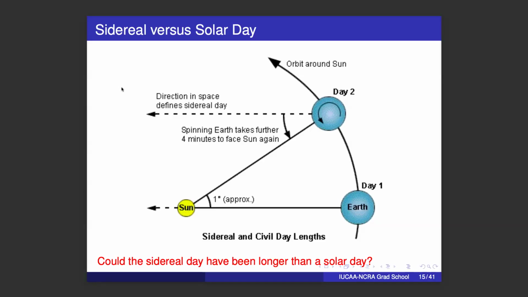Currently, it's about 4 minutes shorter, but is there any configuration by which you can have it longer? Yes. Just calculate the angular momentum of this system and the angular momentum of the Earth. They're pointing in the same direction. But if they were pointing in opposite directions, then the sidereal day could have been longer than a solar day.